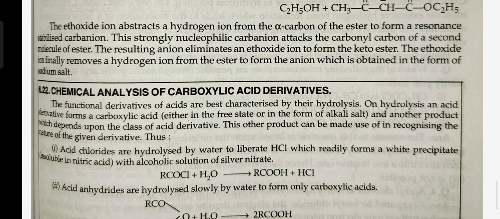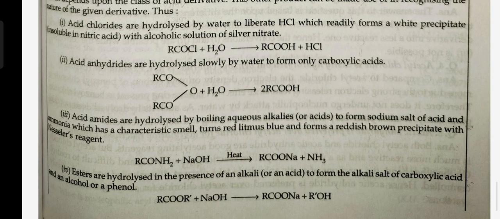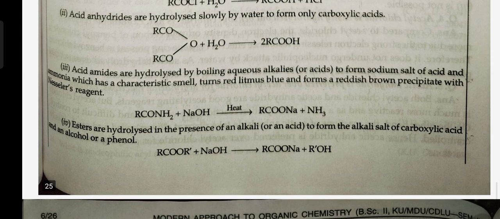Thus, first, acid chlorides are hydrolyzed by water to liberate HCl, which readily forms a white precipitate with an alcoholic solution of silver nitrate. Second, acid anhydrides are hydrolyzed slowly by water to form only carboxylic acid. Third, acid amides are hydrolyzed by boiling aqueous alkali to form the sodium salt of the acid and ammonia, which has a characteristic smell, turns red litmus blue and forms a reddish-brown precipitate with Nessler's reagent. Fourth, esters are hydrolyzed in the presence of an alkali to form an alkali salt of carboxylic acid and an alcohol or a phenol.